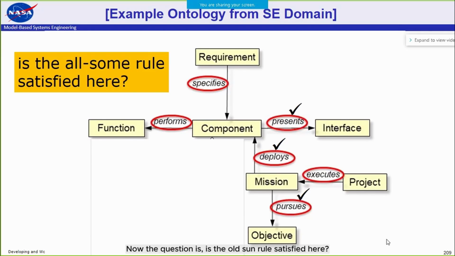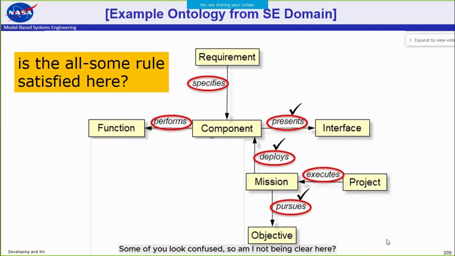Now, the question is, is the all-some rule satisfied here? It's satisfied by component. Every component presents some interface. If it's a component of a larger thing, it has to interface with other parts of the thing. Otherwise, it's not a component. So that satisfies all-some.